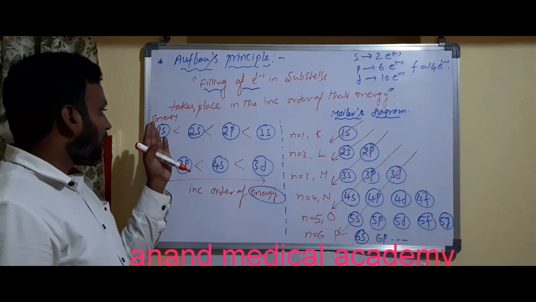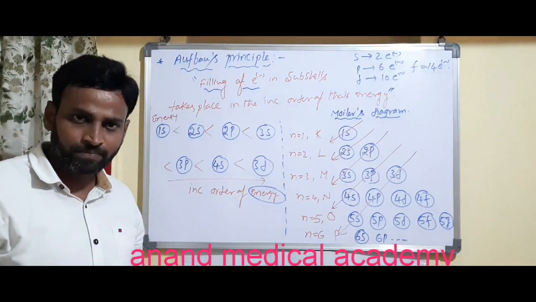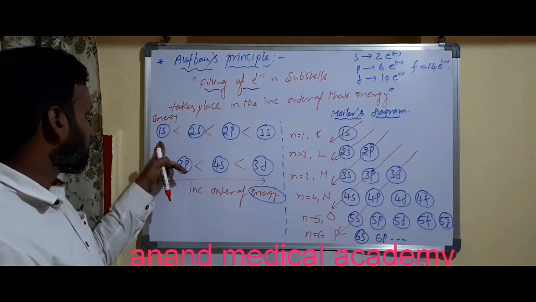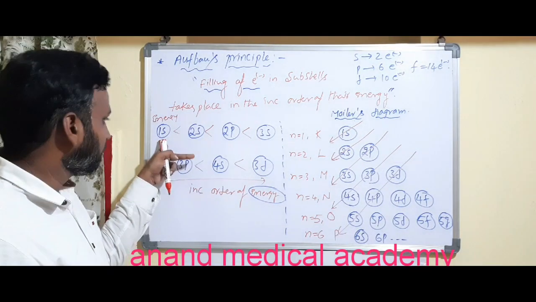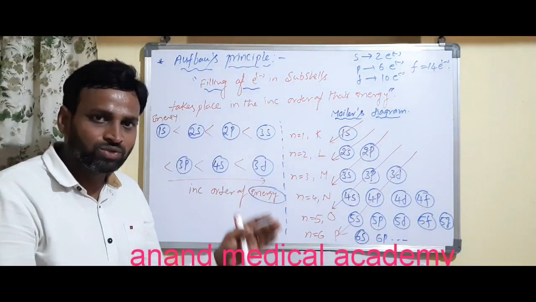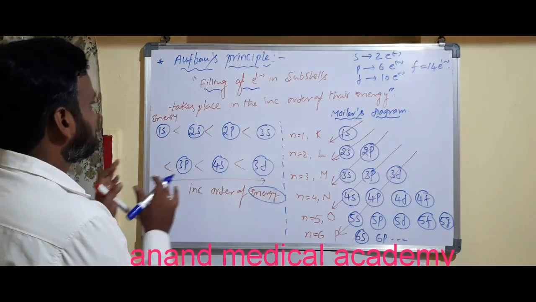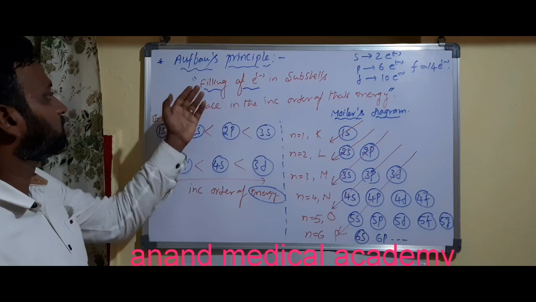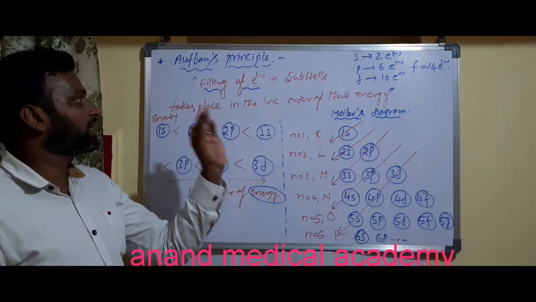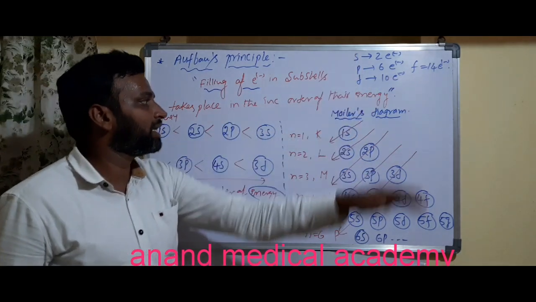So every subshell, after complete filling only you have to enter for the next subshell. First you have to fill 1s for the particular element. Next you have to fill 2s for the next element. If you know 30 elements, that is enough. This is about Aufbau principle. What is Aufbau principle? Filling of electrons in various subshells takes place in the increasing order of their energy.